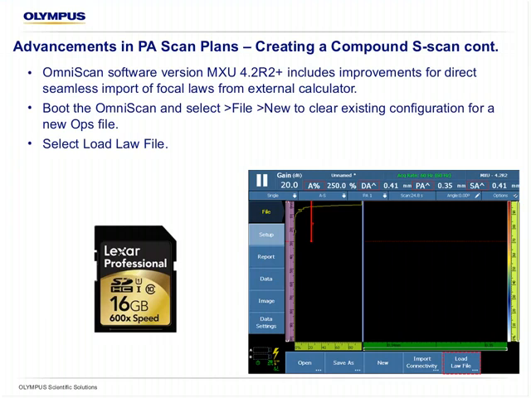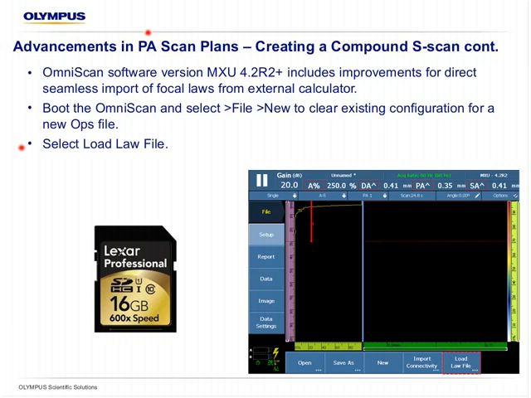On the flash card, the law file, the SD memory card, the OmniScan version 4.2R2, which is new and on the Olympus website now, includes improvements for direct seamless import of focal laws from the external calculator. When we boot the OmniScan and select File New from the File menu to clear out all existing configuration, calibration, and group information, now we can select Load Law File directly from this menu. We need not turn off Probe Auto Detect or do any other task in the software prior to focal law import.